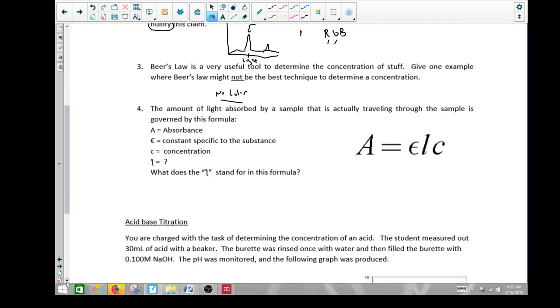The amount of light absorbed by a sample that is actually traveling through is given by the following. What does L stand for? As I mentioned here, it's another way they look at it. So this looks a little weird here, right? This is A, this is B, this is C. That's the length of the base path.